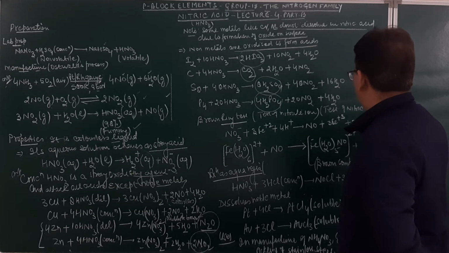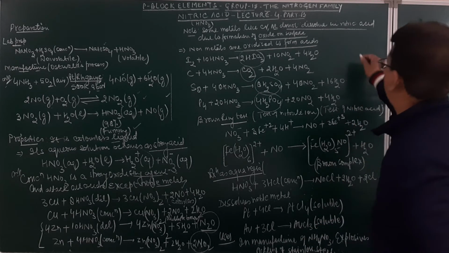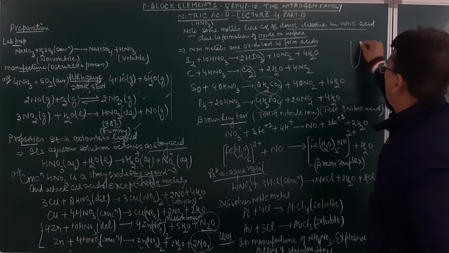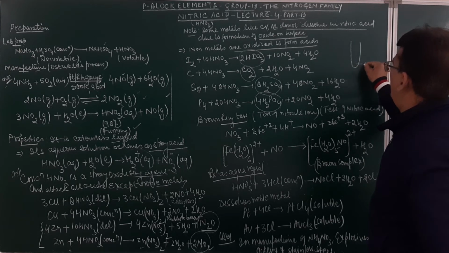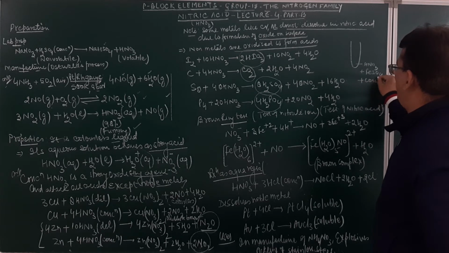Now, the test of nitrate ion, or we may say the test of nitric acid. A very common test you have done in class 10th also. That was the ring test. In the ring test, what did we do? We took a test tube. Here we take a salt or we take nitric acid. To this we add ferrous sulfate solution plus concentrated sulfuric acid from the side of the test tube.